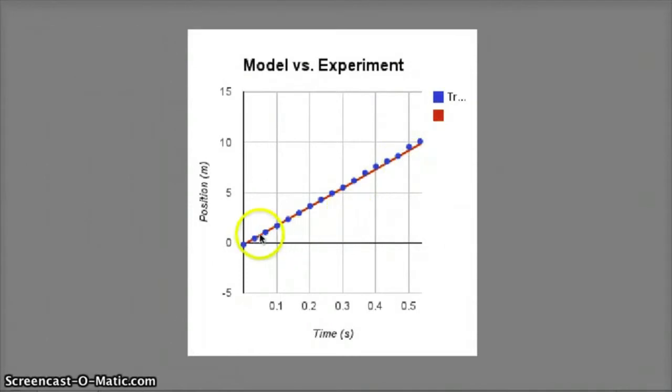The blue dots indicate the observed position versus time from my analysis video, so each dot indicates a frame of the video. And as you can see, it varies from this line a little bit, but for the most part, we can see that it agrees with the predicted position versus time from the computational model, which means that our calculations by using Newton's second law were correct.